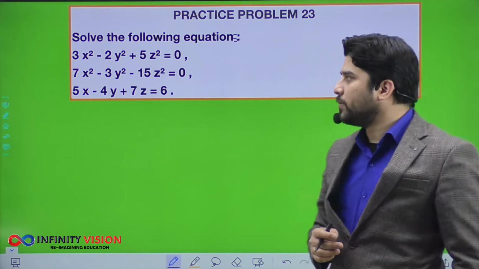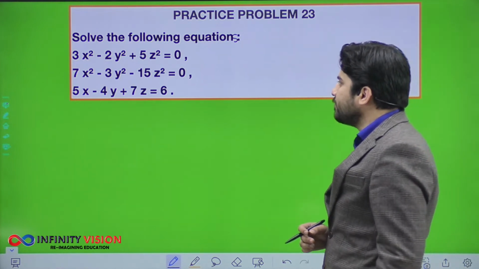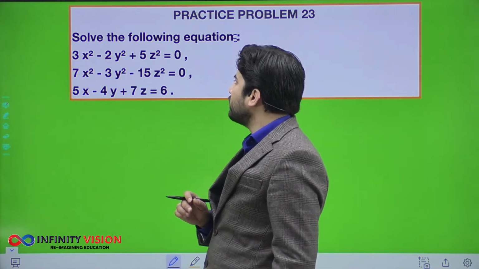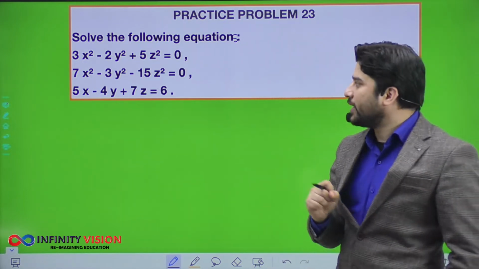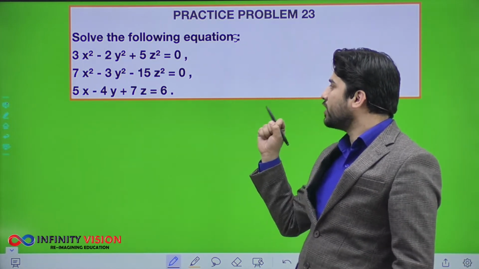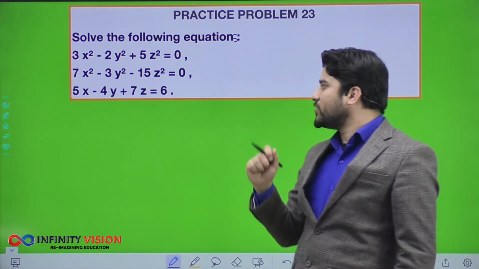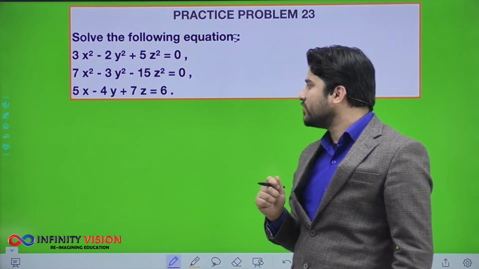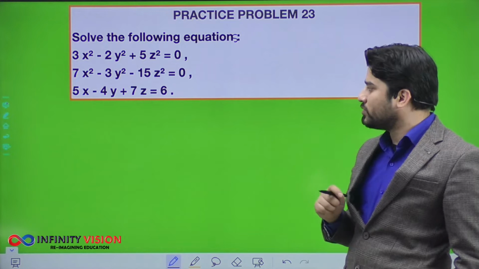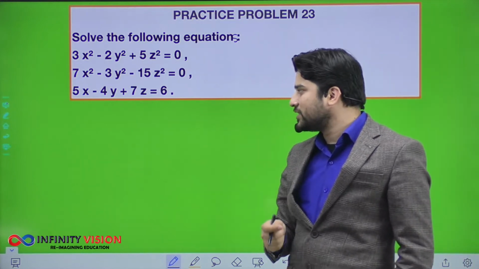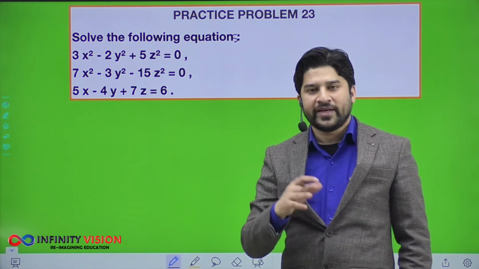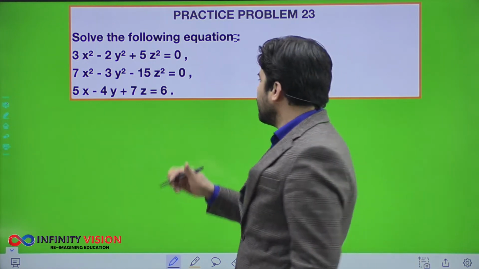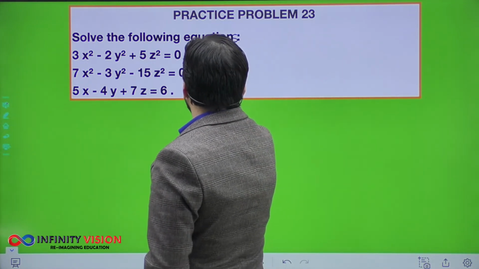Let's look at this problem, that is practice problem 23. The question reads, solve the following equations. The first equation is 3x square minus 2y square plus 5z square equals to 0. The second equation is 7x square minus 3y square minus 15z square equals to 0. And the third equation is 5x minus 4y plus 7z equals to 6. Very similar to our previous question. In this, we are just going to do the same approach.